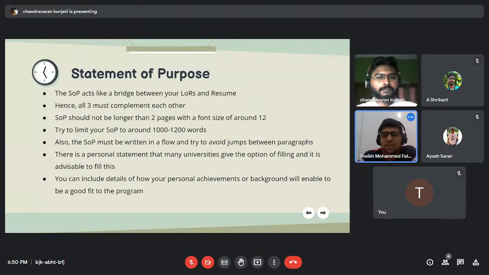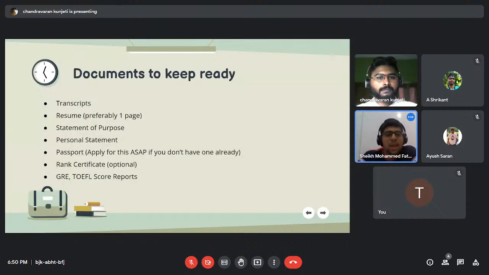Yeah, Chandravan, next slide. Yeah, so that was about the SOP, and now we'll come to the documents that you must keep ready before submitting the application.